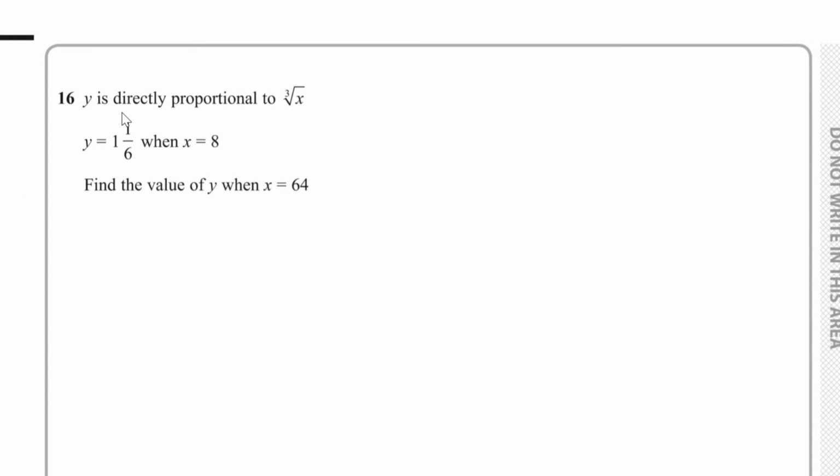Question 16. Y is directly proportional to the cube root of x. When x is equal to 8, y is equal to 1 and 1/6, and we have to find the value of y when x is 64. Well, first of all, let's convert the 1 and 1/6 into a top-heavy fraction. We've got here 6 times by 1, which is 6, plus the extra 1, that's 7. So we get 7 over 6.